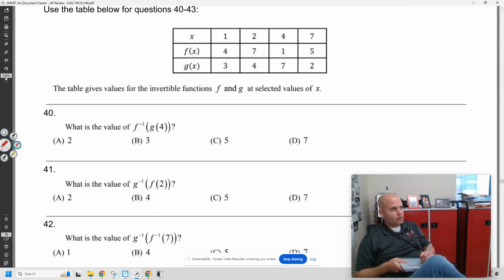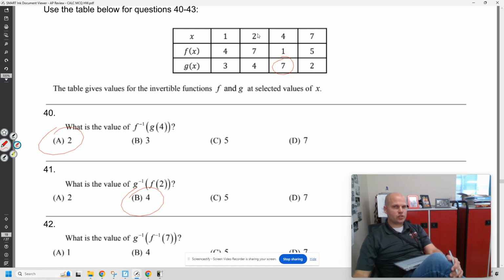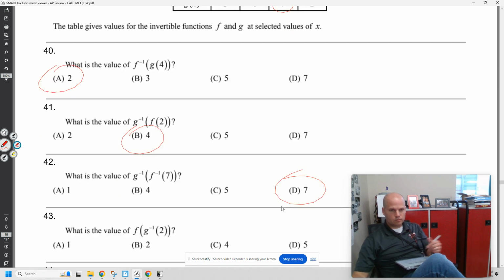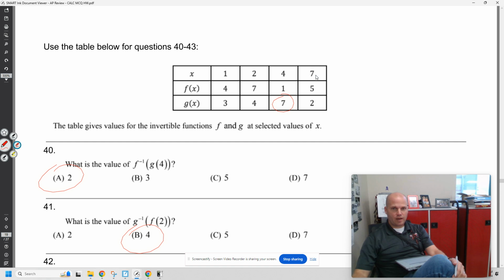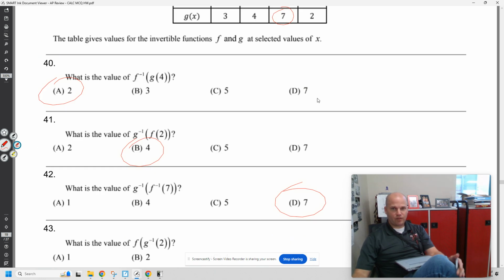All right, we'll blow through these. G of 4 is 7. F inverse of 7 is 2. F's got the point (2, 7). F inverse has the point (7, 2). F of 2 is 7. G inverse of 7 is 4. G's got the point (4, 7). G inverse has the point (7, 4). F inverse of 7, F's got the point (2, 7). F inverse has the point (7, 2). G inverse of 2 would be 7. G inverse of 2 is 7. F of 7 is 5.